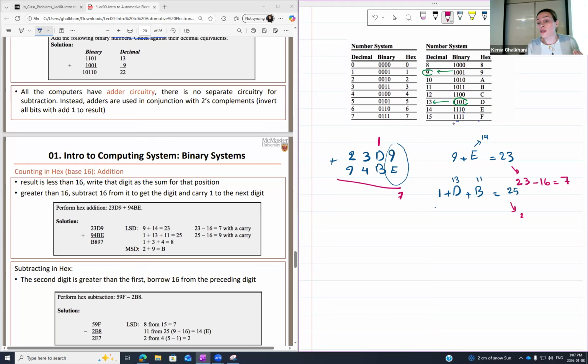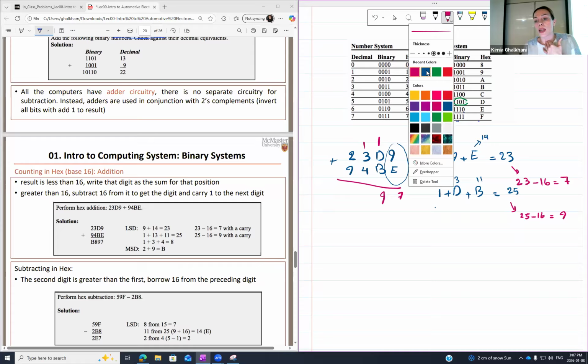Subtract 16. 25 minus 16 becomes 9. Again, I'm having a carry. Anytime I subtract 16, I'm having a carry. Means now I have a carry in here. So I put 9 in here with carry 1. How about the next step? Let's do the next step.